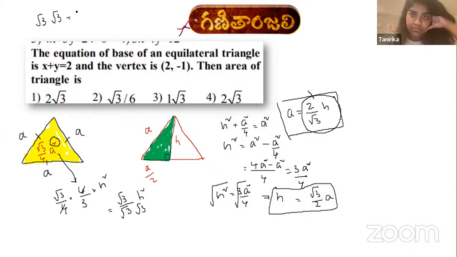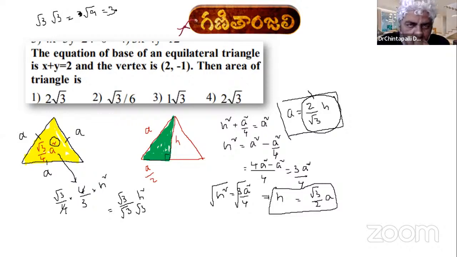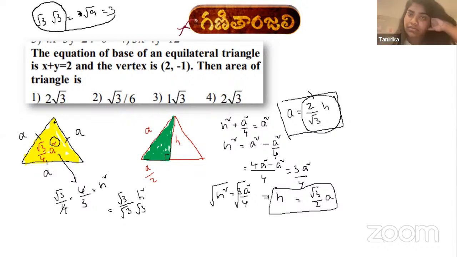Root 3 times root 3 is 3. Sir, how? Root 3 times root 3 is root 9, and root 9 is 3. So 3 can be written as root 3 times root 3, right? Yes. So here 3 is written as root 3 times root 3.